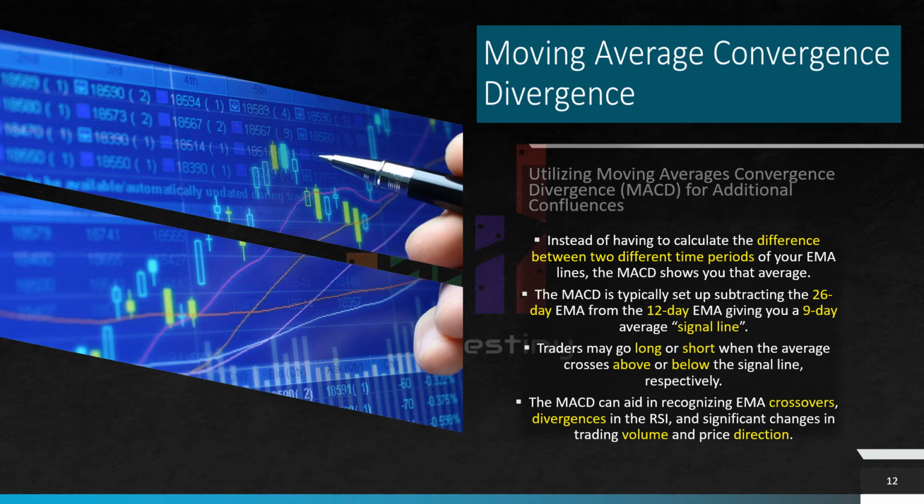The information is reversed should the average move below the signal line, showing us the speed and the weight of the price decline. Traders may go long or short when the averages cross above or below the signal line, respectively. The MACD can add in recognizing the EMA crossovers, show us divergence in the RSI, and significant changes in trading volume and price direction.